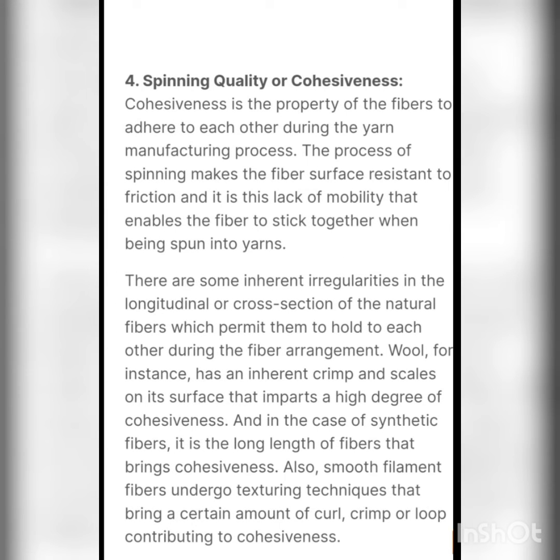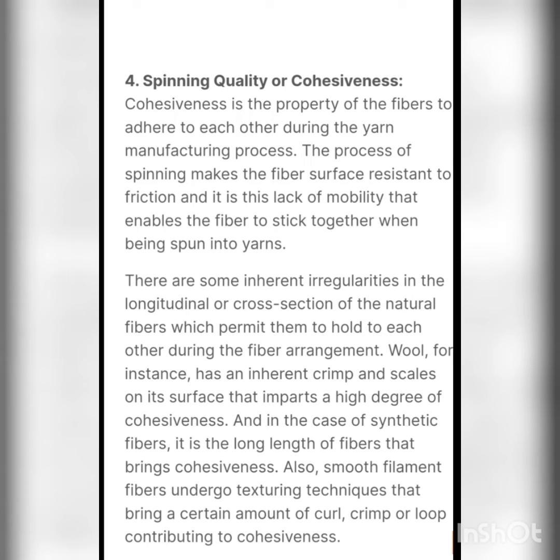Next property we have is spinning quality or cohesiveness. Cohesiveness is the property of the fiber to adhere to each other during the yarn manufacturing process. When we are spinning the fibers, when we are twisting the fibers to make the yarn, cohesiveness matters, so that the fiber attaches itself to the others to convert the fibers into a long strand of yarn. The process of spinning makes the fiber surface resistant to friction, and it is the lack of mobility that enables the fibers to stick together when being spun into yarns.